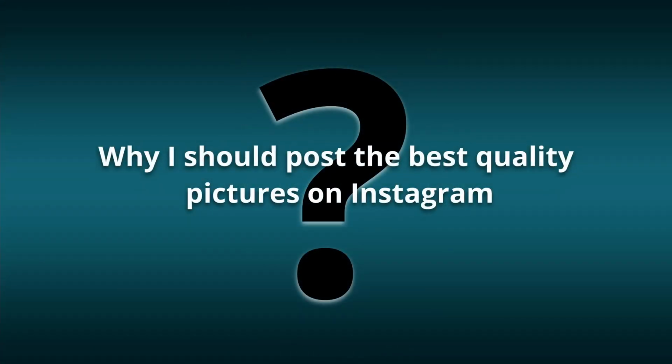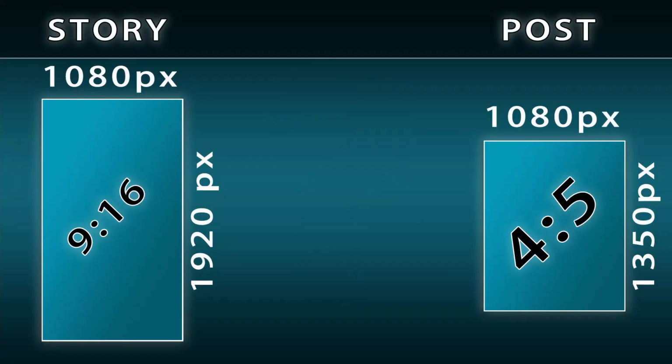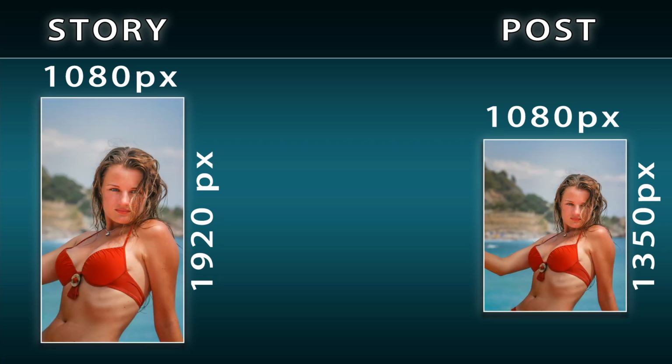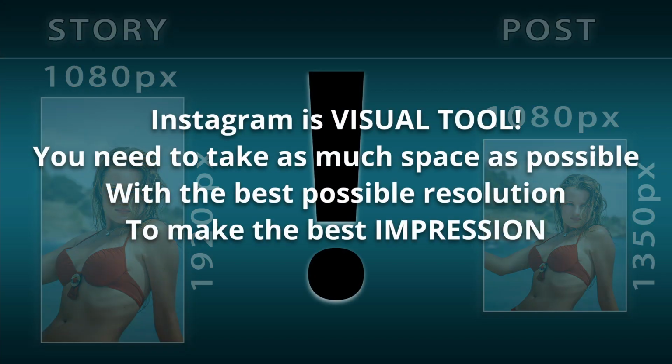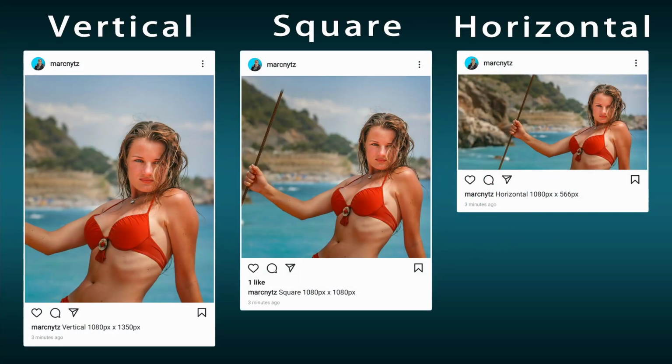Maybe you are wondering why you should use the maximum. The answer is very simple. Instagram is a visual tool, so it is best if your picture can take as much space on the screen as possible and have the highest resolution possible. Please see examples of portrait, square and landscape. Definitely the biggest impression can be made by portrait because it takes the biggest space.